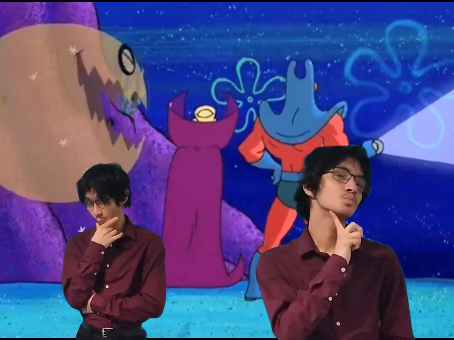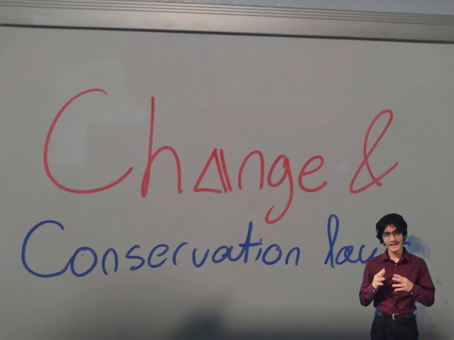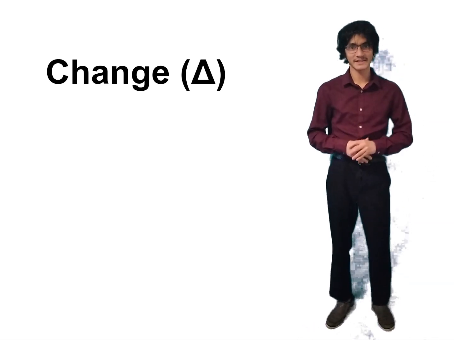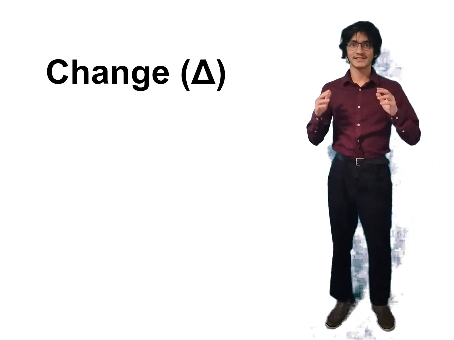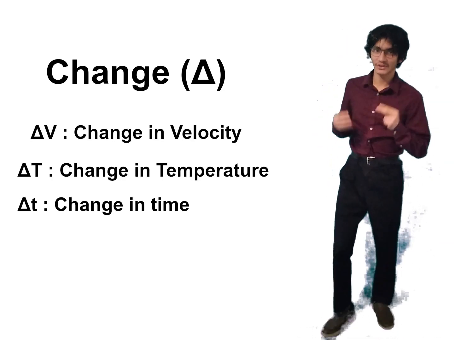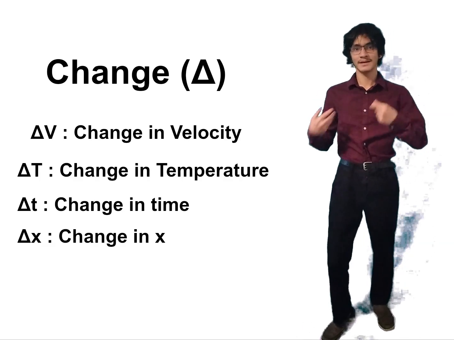Today, we're going to be learning about change and conservation laws. The symbol for change is delta, and you will normally see it before a variable, such as delta V being the change in velocity and delta T being the change in temperature.